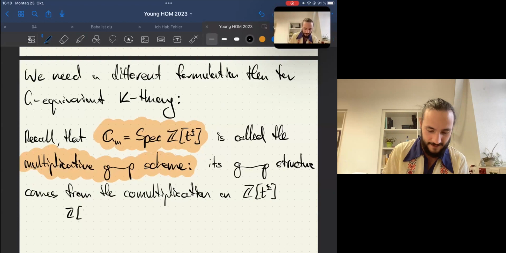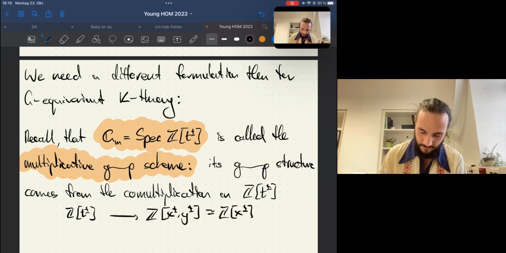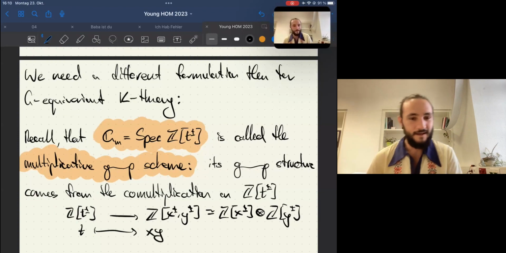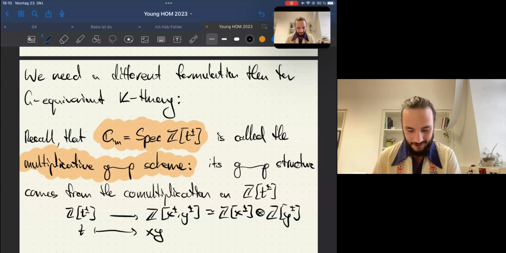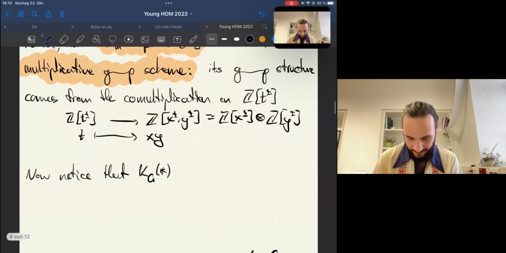In other words, it comes with some sort of co-multiplication, which you can really write down explicitly. Here we have the ring on one side, and then we have the tensor product of the ring with itself over here. I'll just write that down. And this co-multiplication is just the thing that sends t to x times y. If you want to unravel your formal group law theory, you can try to see how this group scheme relates to a formal group law. That can be fun.